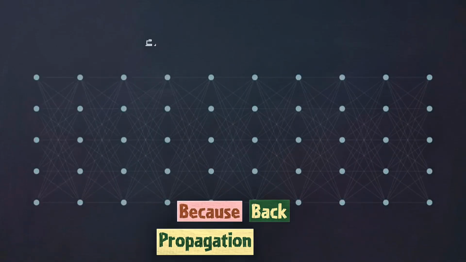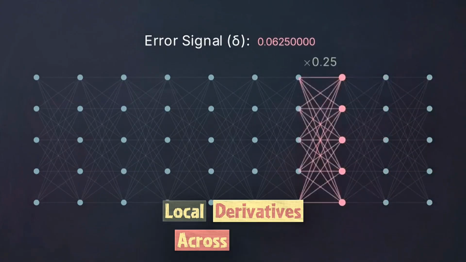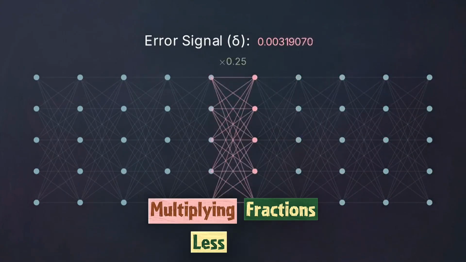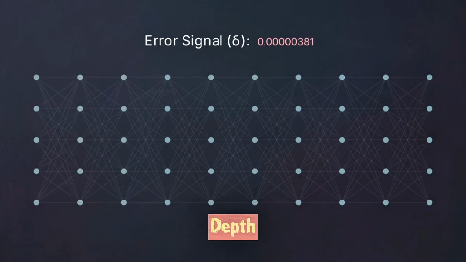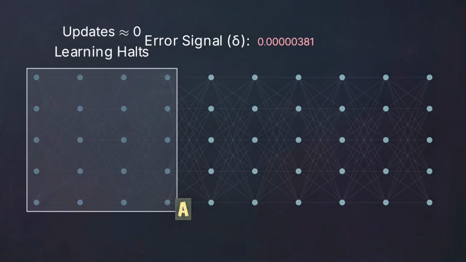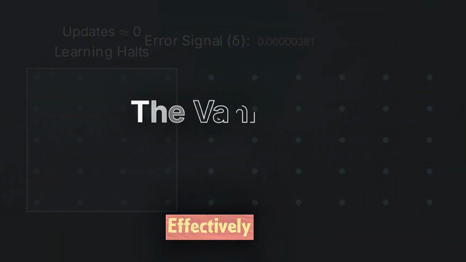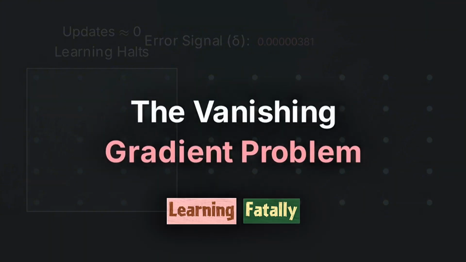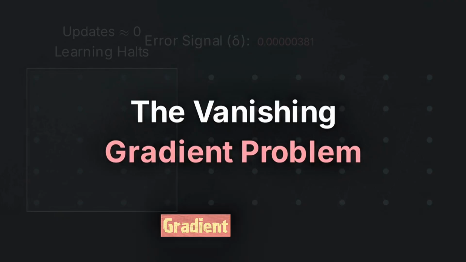Because backpropagation relies on the chain rule, we repeatedly multiply these local derivatives across layers. Multiplying fractions less than 1 is unforgiving. Raising 0.25 to a 10-layer depth causes the error signal to decay exponentially, shrinking the delta to a microscopic fraction. Bounded activations cause early layers to receive weight updates of effectively 0. Learning fatally halts. This failure state is known as the vanishing gradient problem.